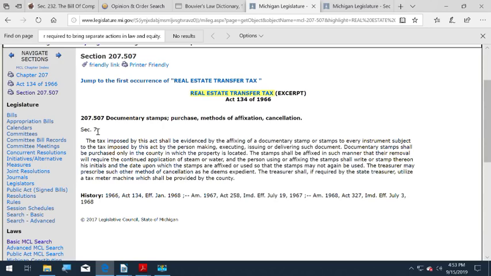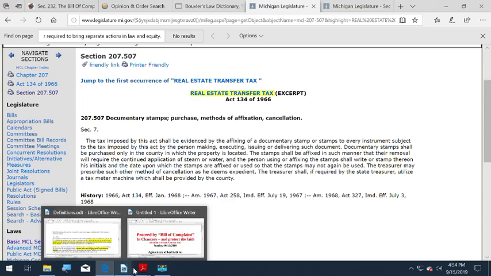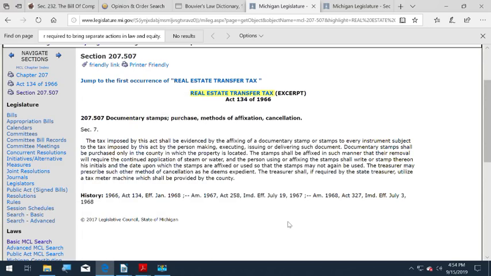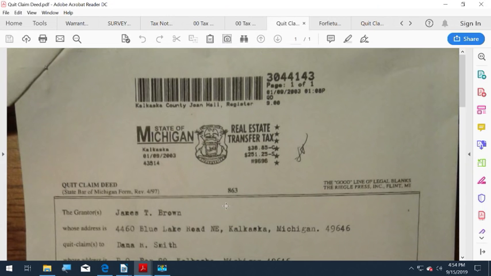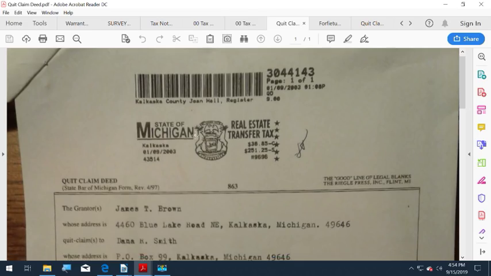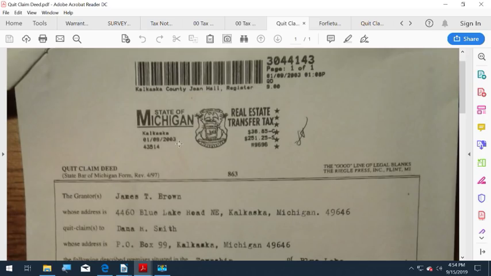So this is an act of bad faith, because it's the thing that proves that the tax has been paid. The proof the tax has been paid is the fact that it has canceled transfer tax stamps on it.